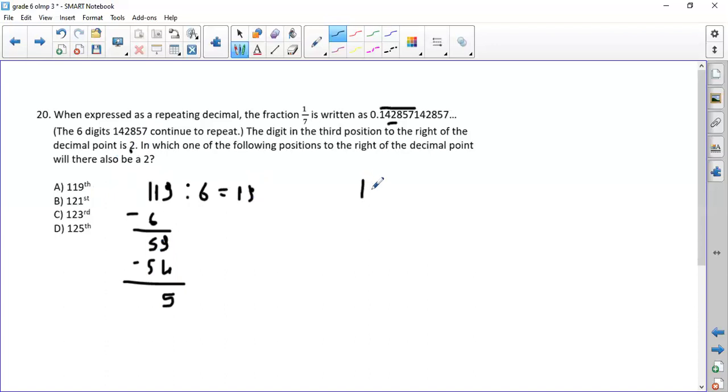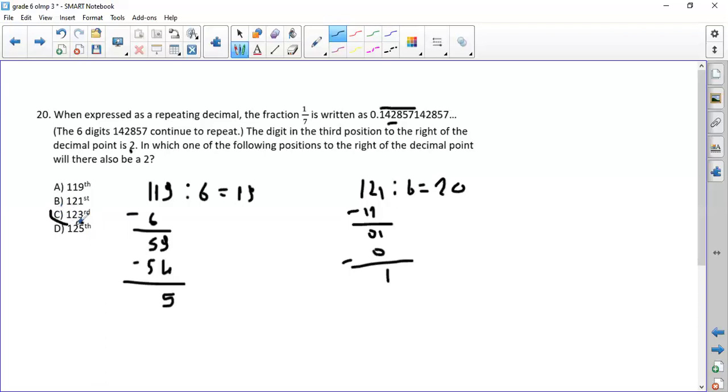Let's try with 121 divided by 6. Again, I have 12 divided by 6 is 2. Minus 12, 0, 1, it is 0. Minus 0. What is the remainder? The remainder is 1. So this position will show me the first digit, which is 1. 123. Since for 121 the remainder was 1, for 123 the remainder will be 3. So the remainder that we want.